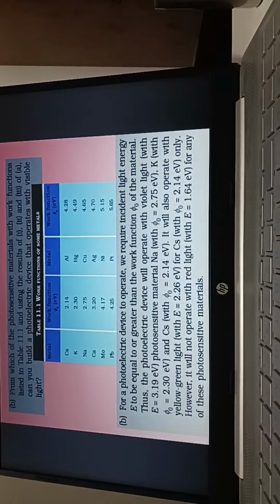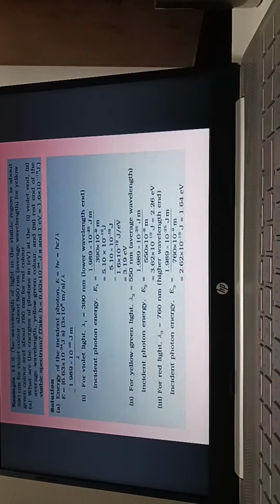Here in the previous case, they asked you to find the energy of violet color. So that violet color energy gives you what threshold? Violet color, how much energy will it possess? 3.19 electron volt. And yellow color 2.26. How did you get it? Just using our simple formula.